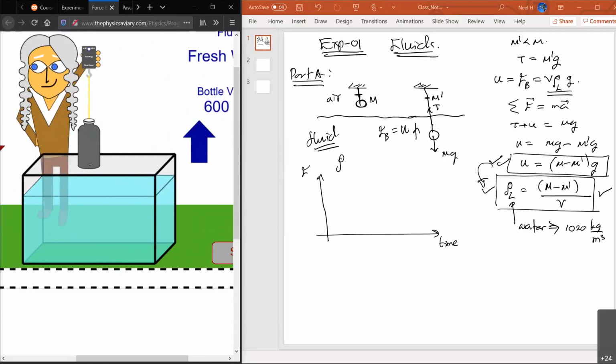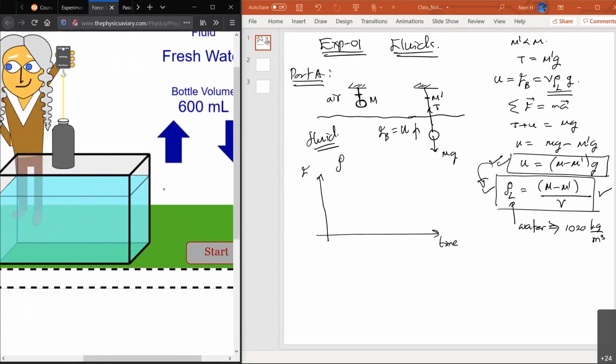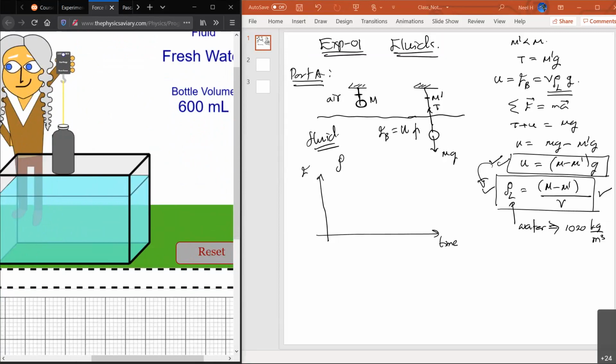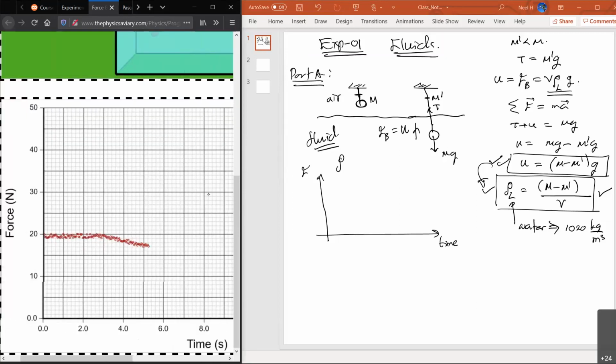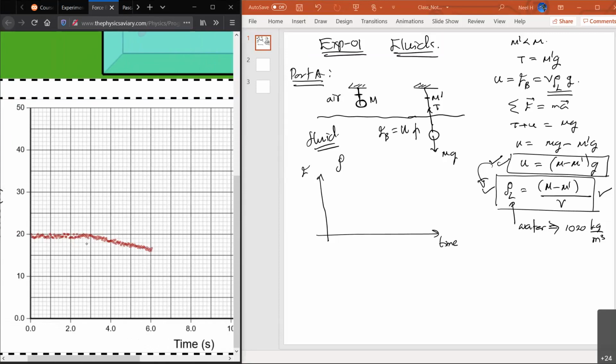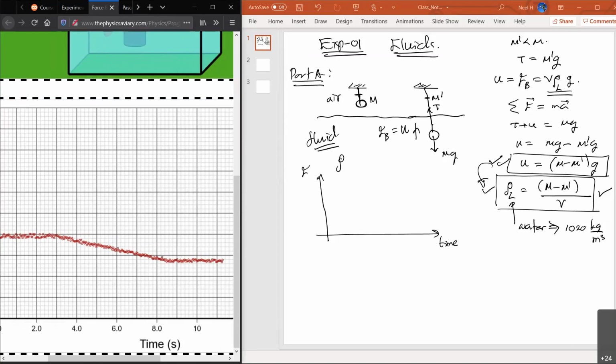Now this is outside, right? So when we start the simulation, you can see it's slowly going to immerse the object. As the object is submerging, you can see the force is slowly decreasing, decreasing, decreasing, and then it starts to saturate, right? You will get a graph from the force sensor that looks like this. This is outside, when the object is fully outside in air. This is when the object is fully inside the fluid, right?